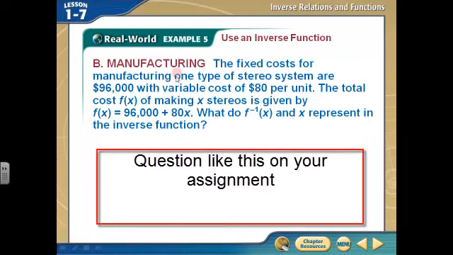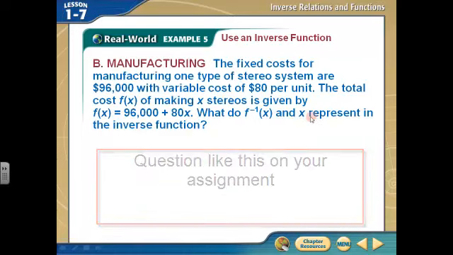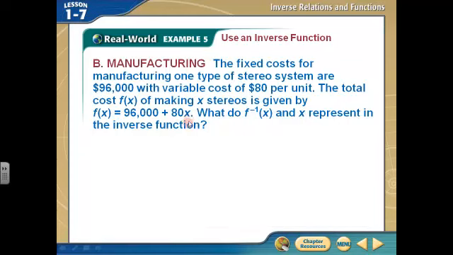Okay, fixed costs, same scenario. This time, what do f inverse of x and x represent in the inverse function? So now remember, they switched places. The whole idea of this is f of x was the total cost, and x was the number of stereos. So now we're saying that x is going to be the total cost, and f inverse of x is going to be the number of stereos. They switch places.